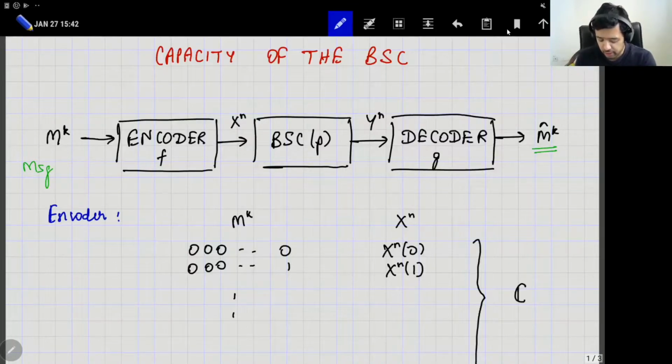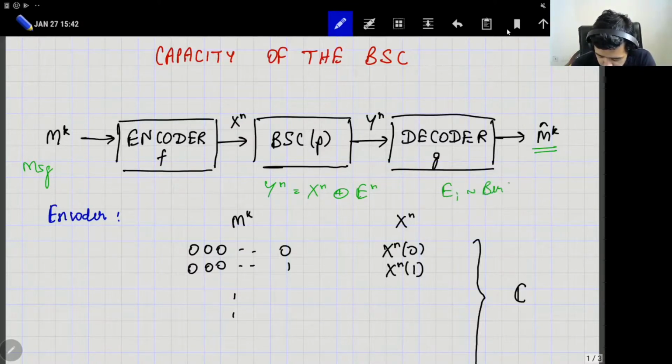So the binary symmetric channel, as we've seen previously, can be expressed through its channel transition probability, but a more useful way to look at the BSC is that we can represent y^n as x^n bitwise XORed with e^n, where each e_i is IID Bernoulli(p). So it is an additive channel, except that the addition is not over the integers or the set of reals, but over the set of binary numbers.